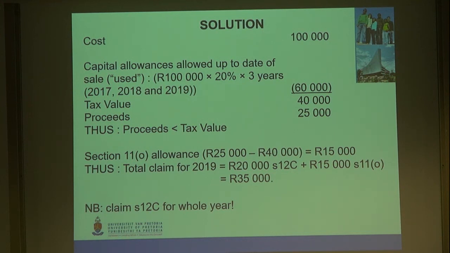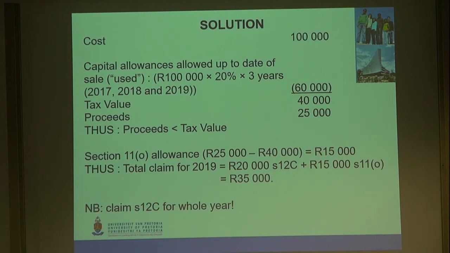Okay, proceeds, 25,000 Rand. Proceeds limited to cost, 25,000 Rand, minus the tax value of 40,000 Rand gives us a negative answer of 15,000 Rand. Okay, which means that Section 11(o) is applicable. Will the taxpayer elect it? Yes, I really can't understand why a taxpayer wouldn't elect it.